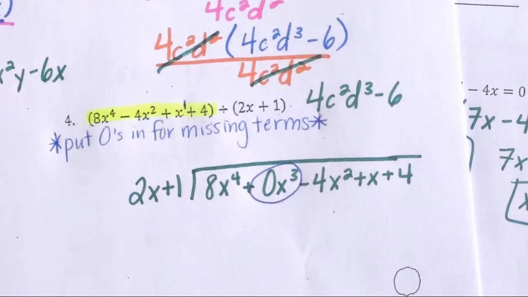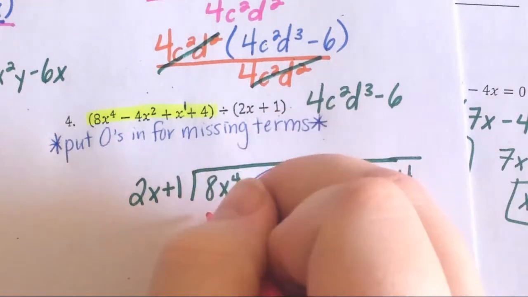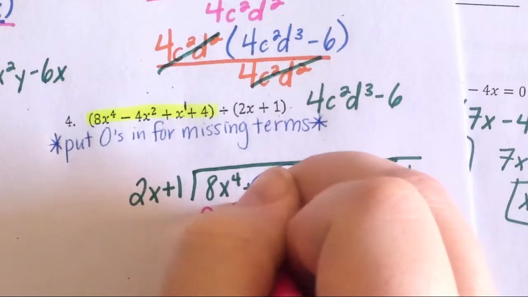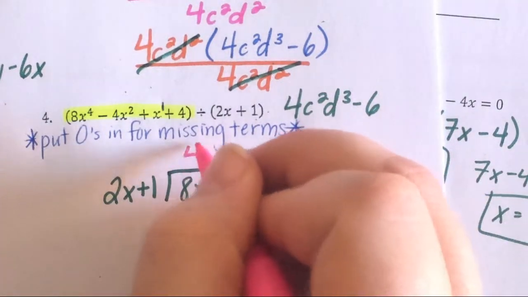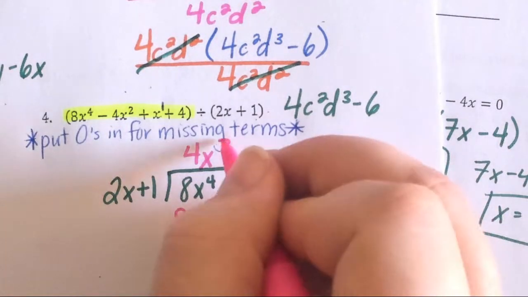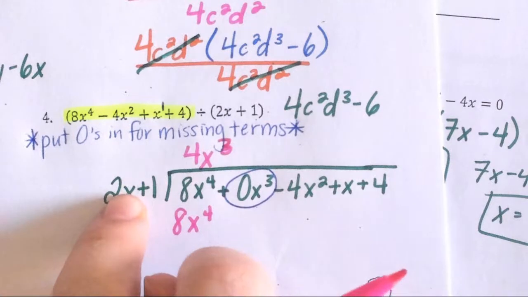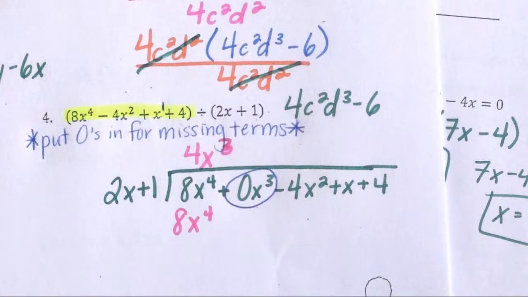Okay. So I want to know how to get 2x to become 8x to the 4th. So 2 times what will give me 8x? 2x times what will give me 8x to the 4th? 4x to the what power? Yes, it has to be 4x to the 3rd, because 2x times 4x to the 3rd gives you 8x to the 4th. Everyone good with the pink so far?